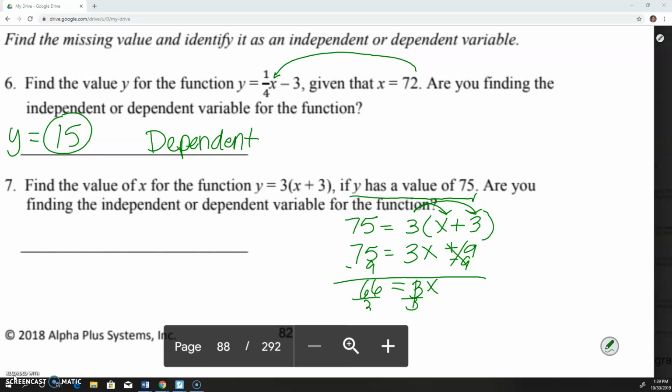Divide by 3. When I get that by itself, it's called isolating the variable, which means you get the variable alone. Isolate means get alone. Variable is a letter. Get the letter alone. Isolate the variable. So 66 divided by 3 is 22. And x is what? The independent.